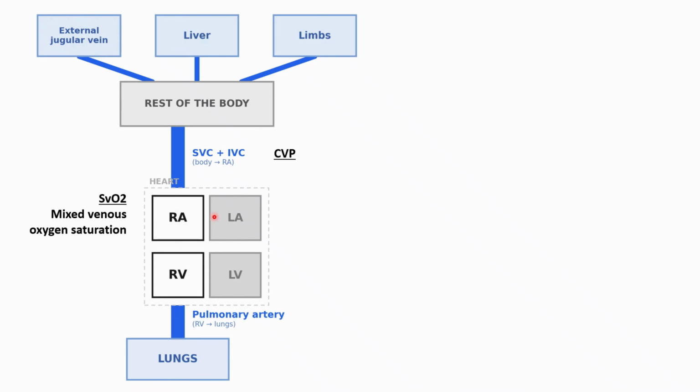And just like for the left atrium, we had PCWP. PCWP equals left atrial pressure. The same way, for the right atrium, I want you to think of CVP. CVP, central venous pressure, for all intents and purposes of the USMLE, is right atrial pressure.